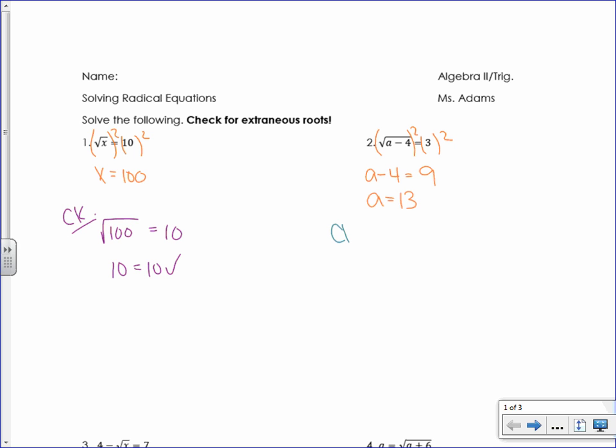And now let's go ahead and check. We always check in the original. So this is the square root of 13 minus 4 is equal to 3. This is going to be the square root of 9. And that is in fact 3.